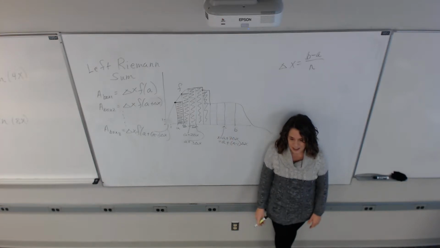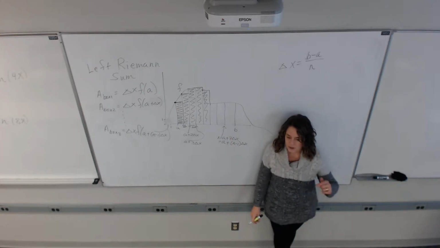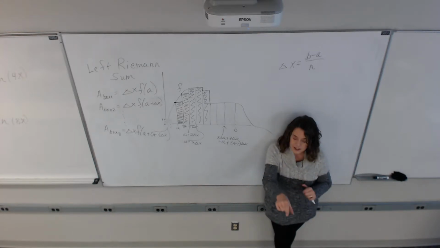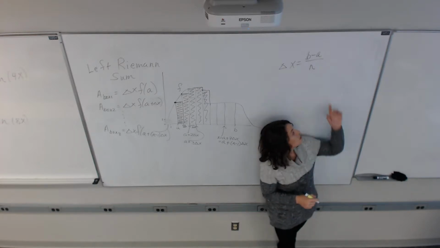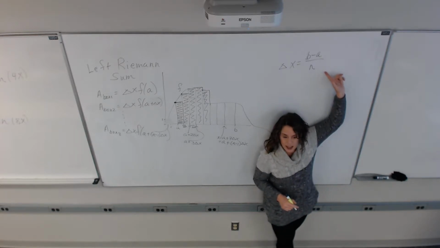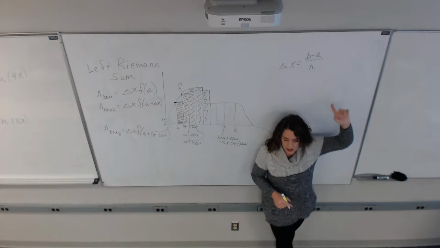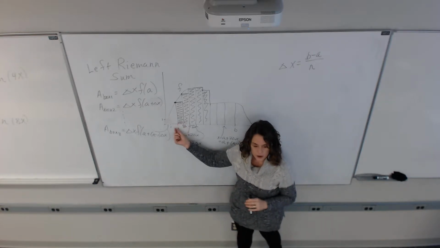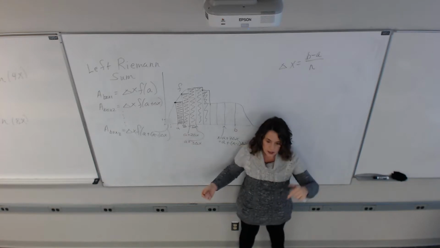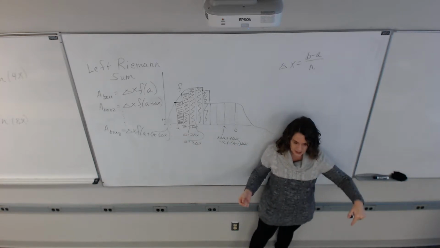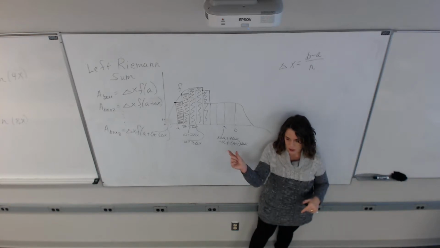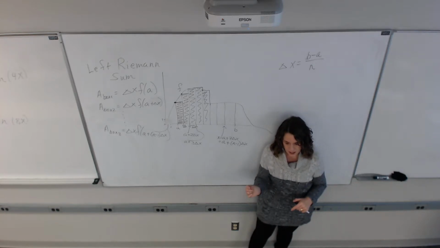Delta x goes to infinity. Delta x doesn't go to infinity. You're right, something goes to infinity, but delta x goes to what? 0. Delta x goes to 0. What goes to infinity? N goes to infinity. When delta x goes to 0, each box gets narrower and narrower, which means you need more boxes, right? More boxes, n goes to infinity as the width of each box goes to 0.